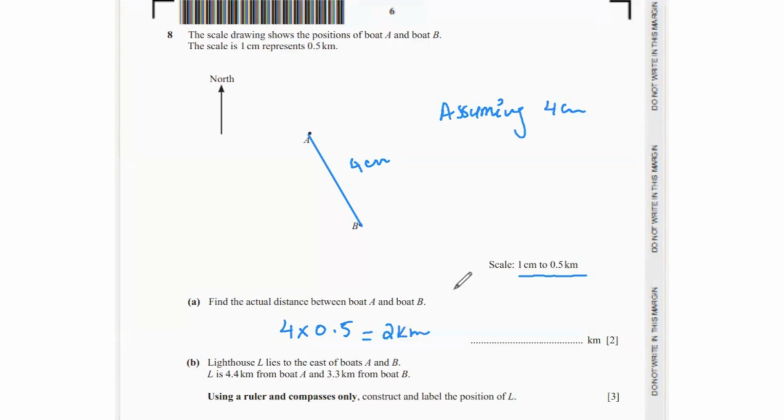Once again, for you, you will connect point A and point B with a straight line using a ruler. Then you will measure that distance with the ruler, and whatever that distance is, you will multiply that by 0.5 to get the actual distance.